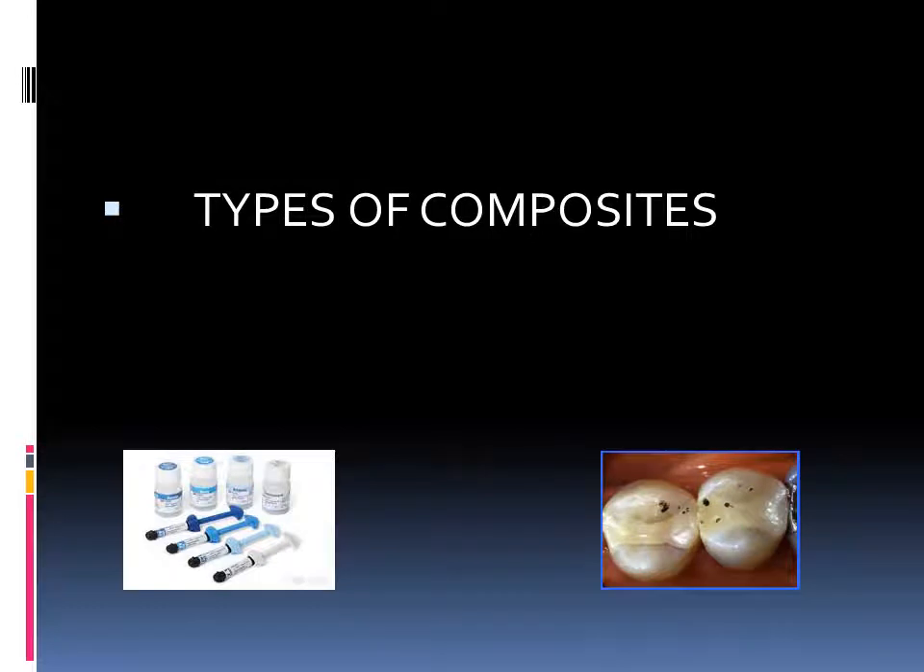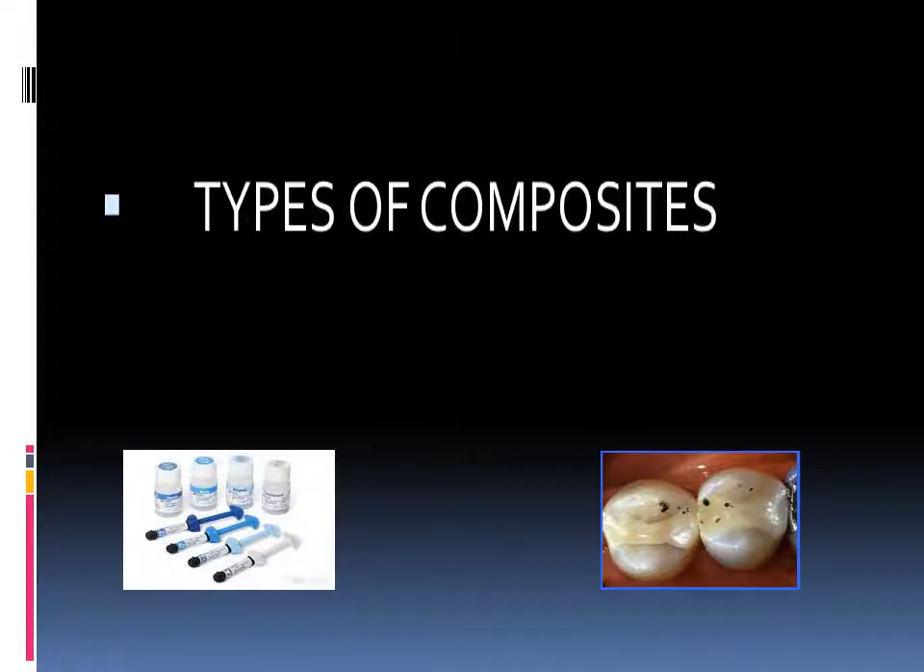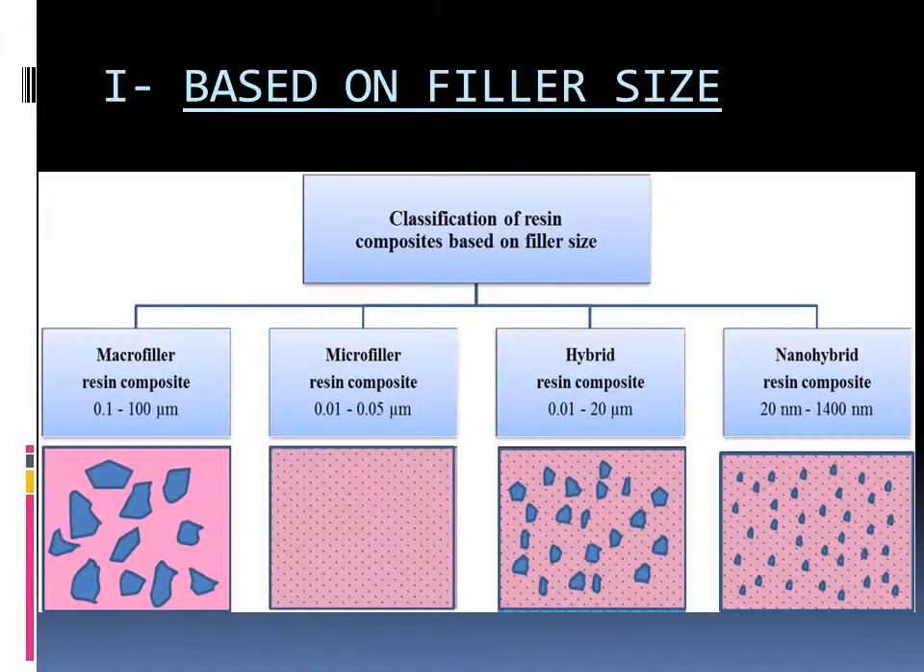Now let's move on to the types of composites, or the classification according to the filler content. We've discussed the classification according to the curing method, which has two types: the chemically activated resins and the light activated. This diagram shows how composites can be classified based on the filler size: basically, macrofilled, microfilled, hybrid, and nanohybrid. You can see the filler sizes as well, and from the diagram you can see that the sizes are getting reduced as we go on further.